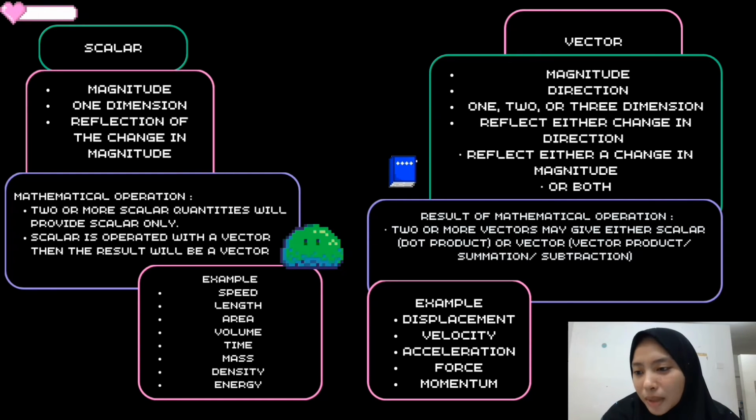Scalar. Any mathematical operation carried out among two or more scalar quantities will provide a scalar only. However, if a scalar is operated with a vector, then the result will be a vector. Vector. The result of mathematical operation between two or more vectors may give either a scalar, dot product, or vector product, summation, or subtraction. Examples of scalar: speed, length, area, volumes, time, mass, density, and energy. Examples of vector: displacement, velocity, acceleration, force, and momentum.